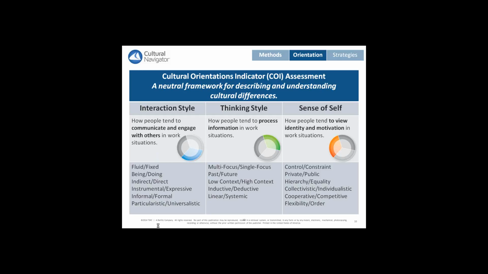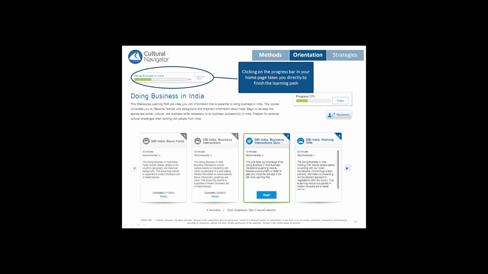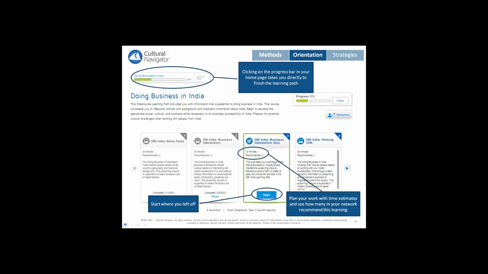Moving on to the next element, I'll give you an example of what some of the linear pathing towards learning looks like. So this is a learning path, and you see that doing business in India is the learning path that we're looking at, and that's how it shows up on your home page. It's just an indicator that shows you that you're 33% of the way done. Once you click on that bar, it takes you actually to the learning path. And so not only does it take you to the learning path, but it tells you where you left off. You see that with the begin button, that's where I left off the last time that I was doing this learning element.